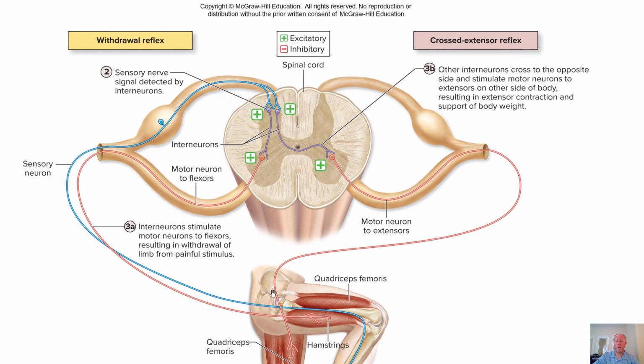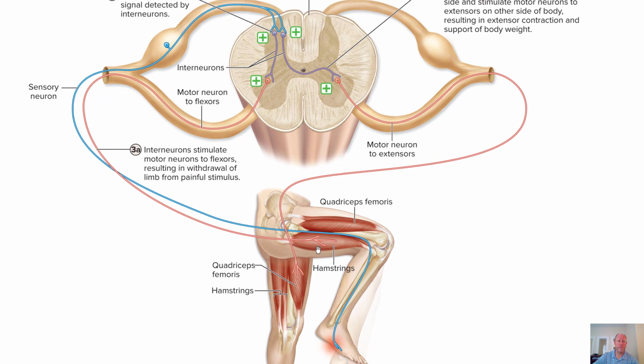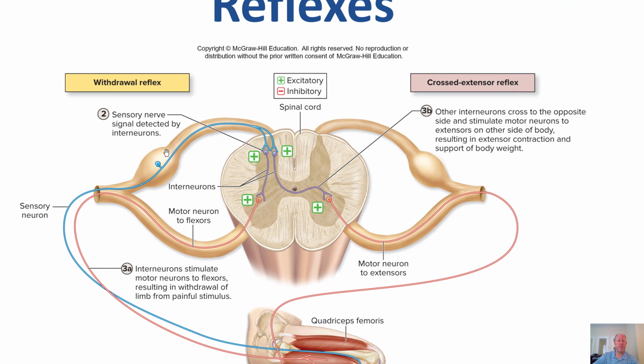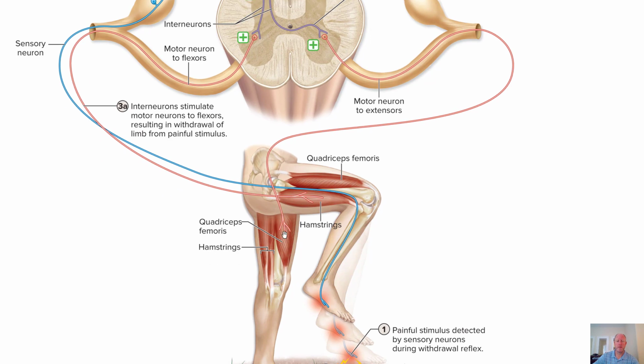After 1 here, I'm going to go up. We're going to get this response to the motor neurons. I'm sorry, the direction here. Sensory neuron here, coming over here. Sensory nerve signal detected by the interneurons, and the interneurons send information to the motor neuron to flexors here. And we also have other interneurons that cross to the opposite side and stimulate motor neurons to extensors on the other side of the body. So we're talking about information coming across here to get our extensors, these, to fire on the opposite leg to help us balance.